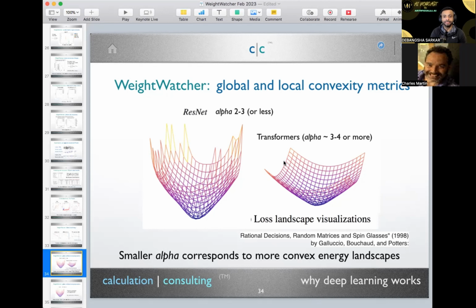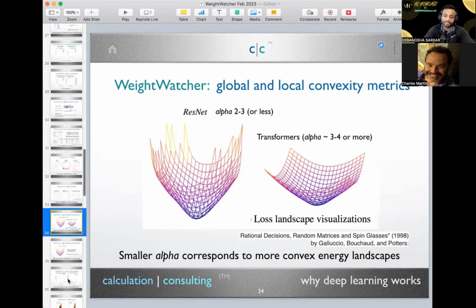So the idea being that when alpha is smaller, you're going to see a local landscape at the layer, or a global landscape for the model, which is going to be sharper. And when alpha is larger, it's flatter. So this comes right out of theoretical physics, and it's all in this paper. In fact, the WeightWatcher theory is a variation of this paper.